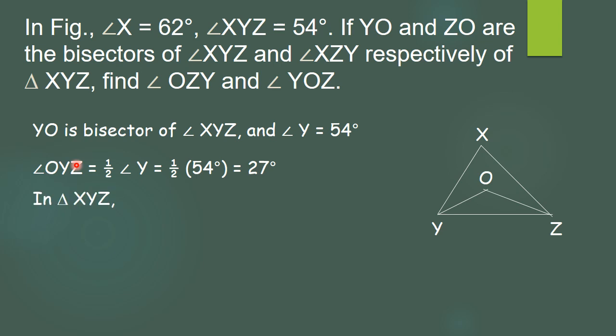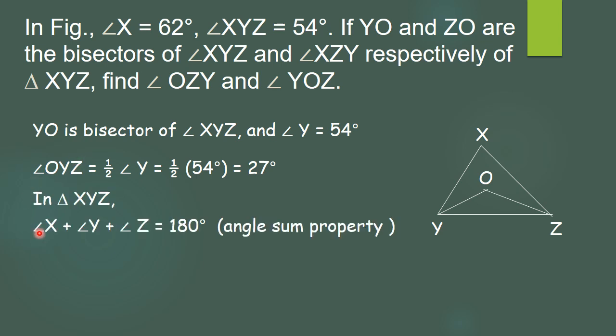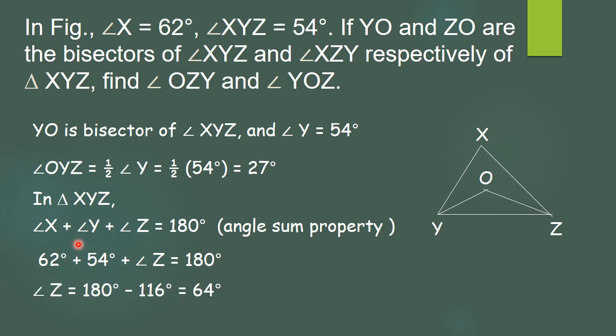So in triangle XYZ, angle X plus angle Y plus angle Z is equal to 180 by the angle sum property. Replace X as 62, Y as 54. We will try to find out the value of Z. And so Z will be 180 minus 116. That is equal to 64. So we get this angle Z as 64.